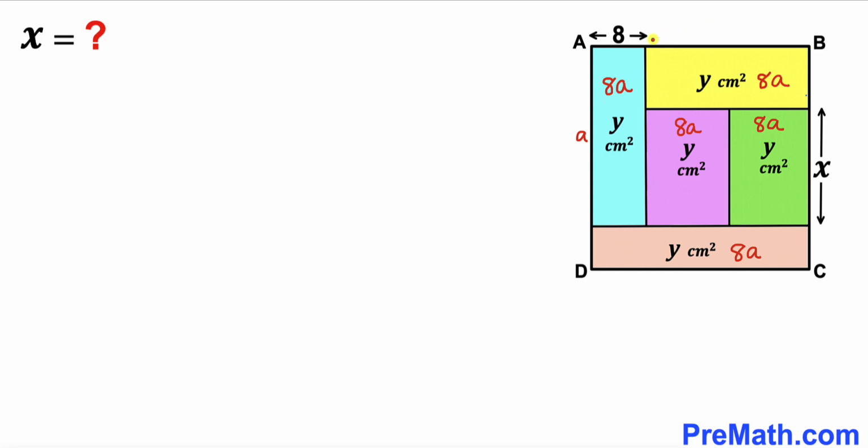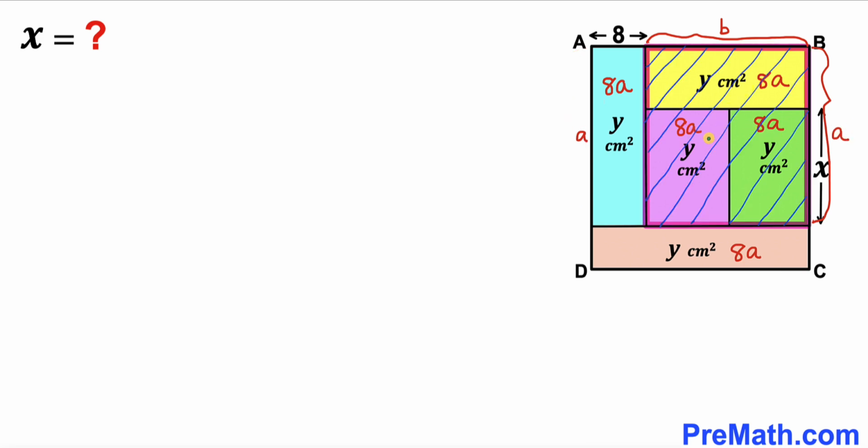And here's our next step. Let's assume that this side length of this yellow rectangle is lowercase b. And we already know that this side length is lowercase a. So therefore, this side length is going to be lowercase a as well. And here's our next step. Let's focus on this shaded rectangle whose side lengths are a and b. And moreover, the combined area of this shaded rectangle is going to be 8a plus 8a plus 8a. If we add all these together, that is going to become 24a.